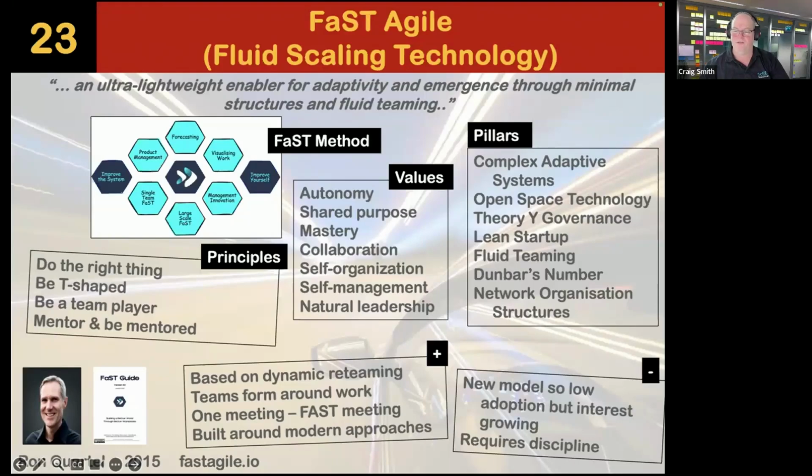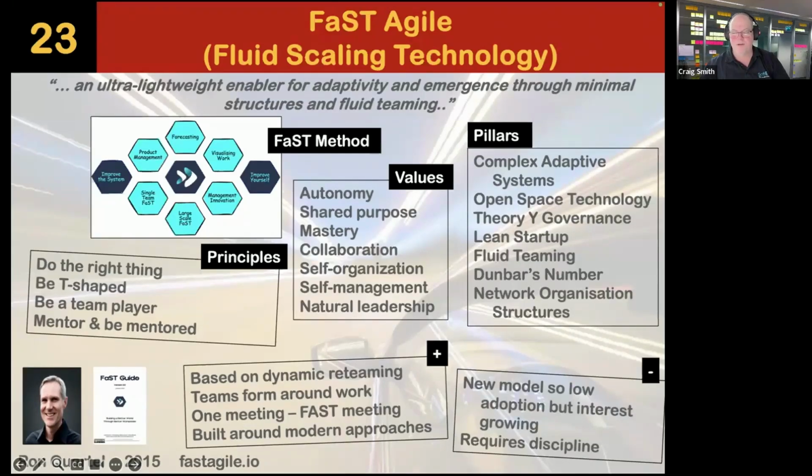They've got principles, values, and pillars. If you look at the pillars, for example, it's based on things like open space and lean startup and organization structures. It is very much using a lot of more modern concepts like dynamic reteaming. The interesting thing about this is it's based around one meeting, one event, which is what's called the Fast meeting. So you kind of do all the things in one space. So it's truly trying to make things a lot simpler and built around those modern approaches.